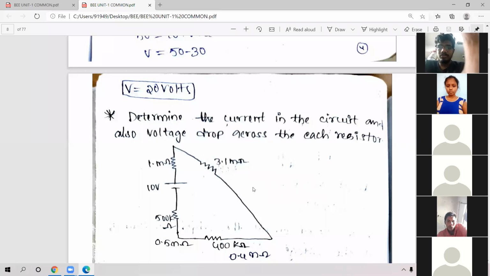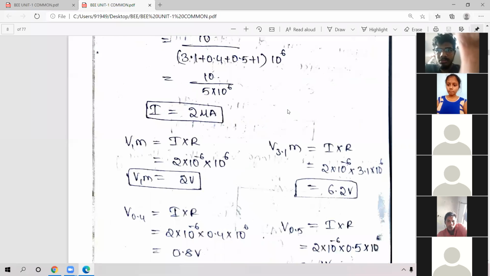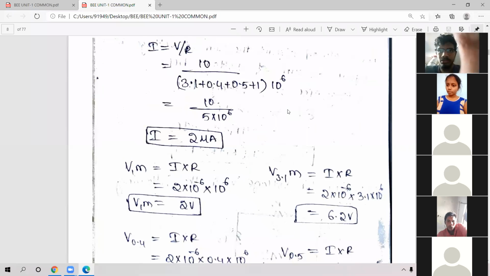Are you getting to the point? Find out the voltage drop. The question is not finished, no? Is the question finished? 2.5 is the current value, sir. I'm asking you, the voltage drop also you have to find out.